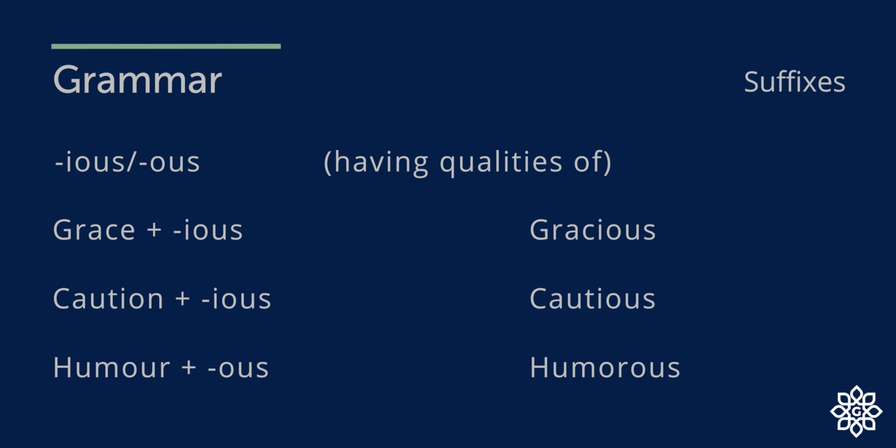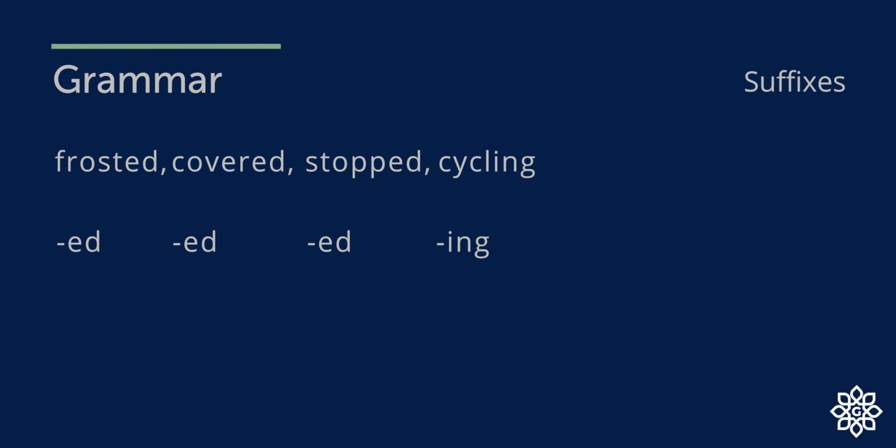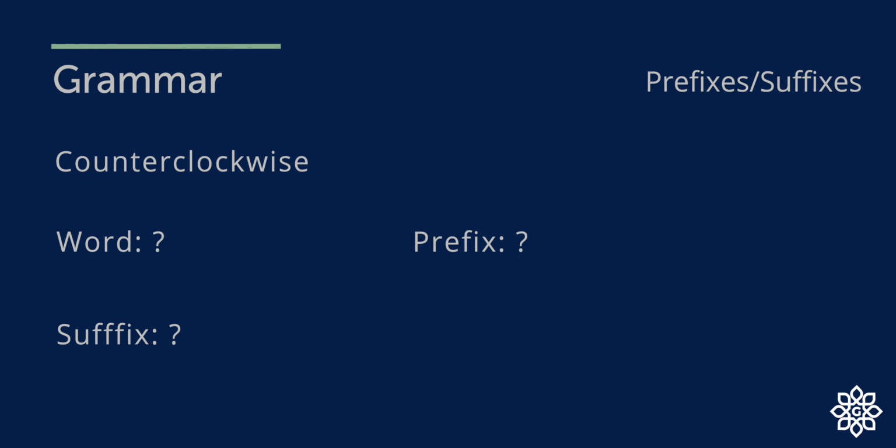So I'll give you some more words. Frosted, covered, stopped, cycling. These are words that are formed by adding the suffix ed and ing. I'll give you a word and I want you to find out whether it has a prefix or suffix attached to it. Counterclockwise. Can you find the prefix or suffix here? Here, clock is the word, counter is the prefix, and wise is the suffix.